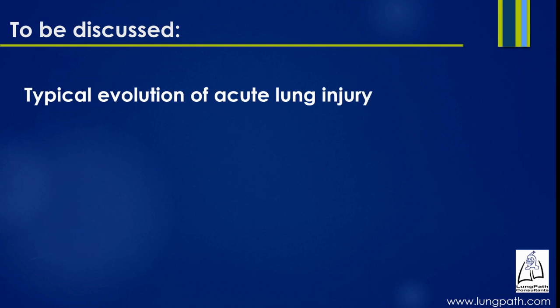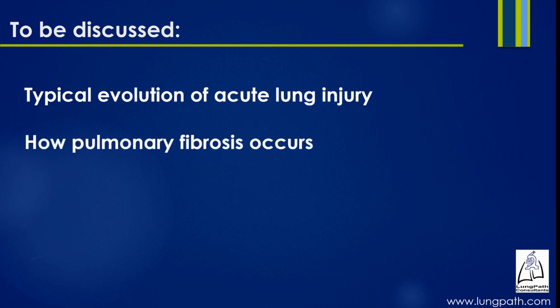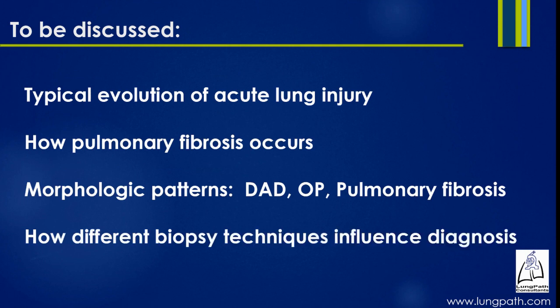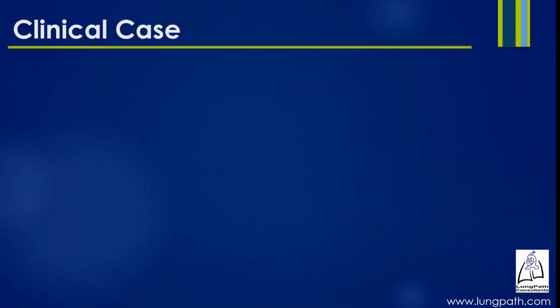We will also discuss the typical evolution of an acute injury experimentally and in practice, how pulmonary fibrosis occurs, the morphologic patterns associated with lung injury, and finally, how different biopsy techniques influence your approach and diagnosis in a given patient. So it's a lot to cover. Let's begin with the patient.